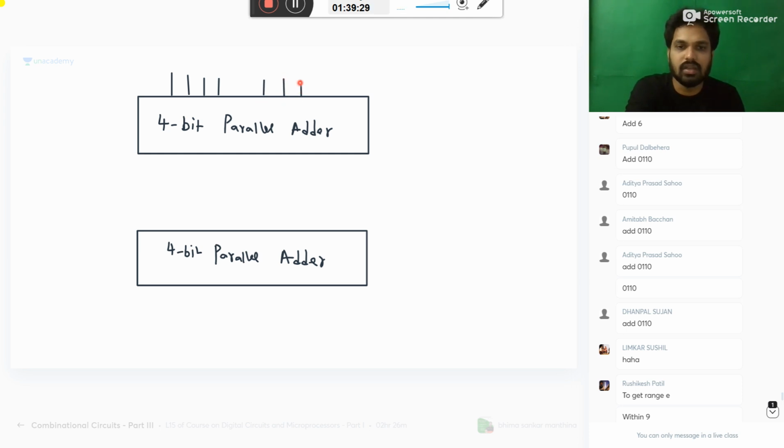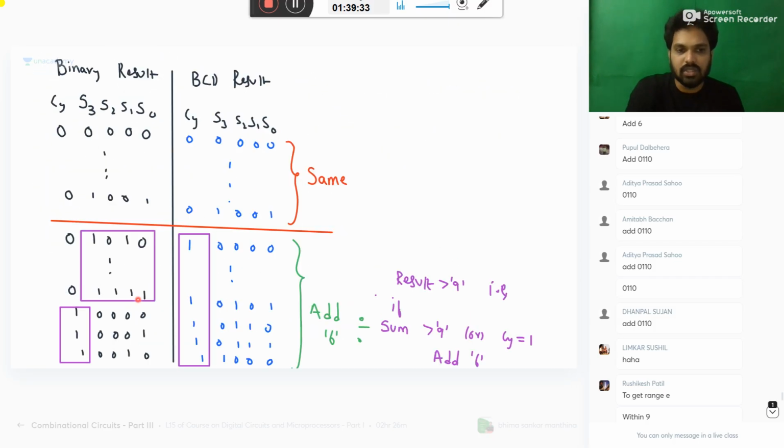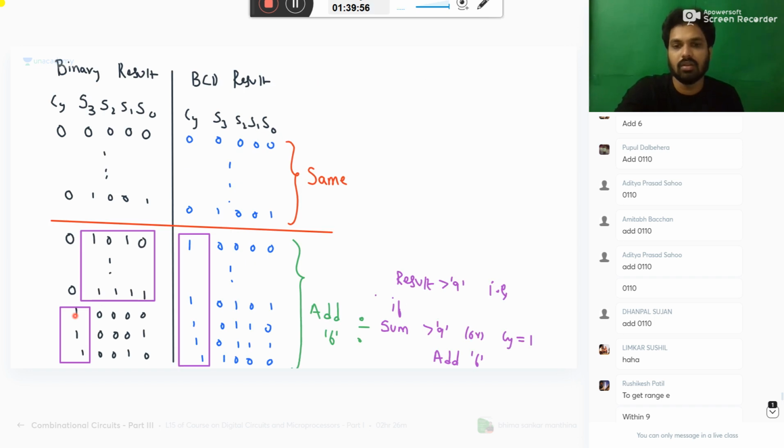Why is it not necessary, Aditya? If here sum is not greater than 9, how will you add 6 here for these last 3 cases? Aditya, please tell me. Last 3 cases, how do you add 6? How will you check? Only 4 bits you checked. It is not greater than 9. But to add 6, you should check another condition. What is that? Carry equal to 1. Okay, Aditya.